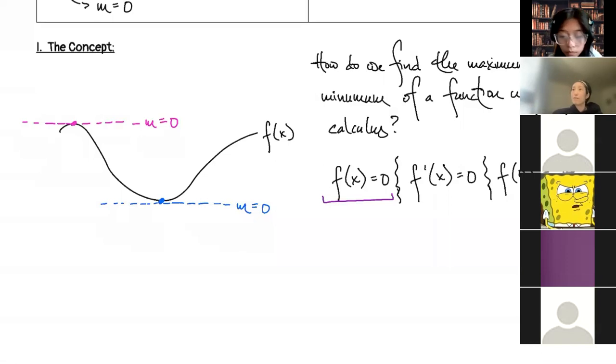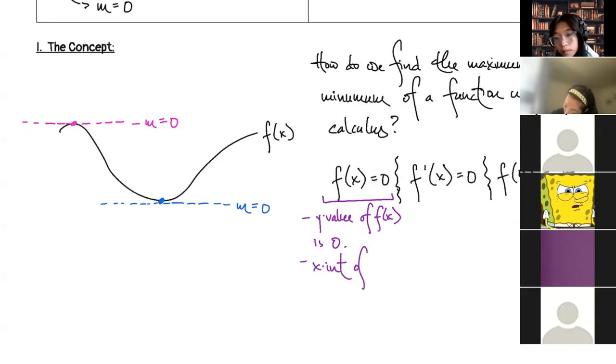Okay, so I'm seeing a few folks who are saying it's the y value of a function. So the y value of f of x is 0. Okay. I've heard someone else say that that is the x-intercept. So we can consider it that, or we can consider it the x-intercept of f of x.